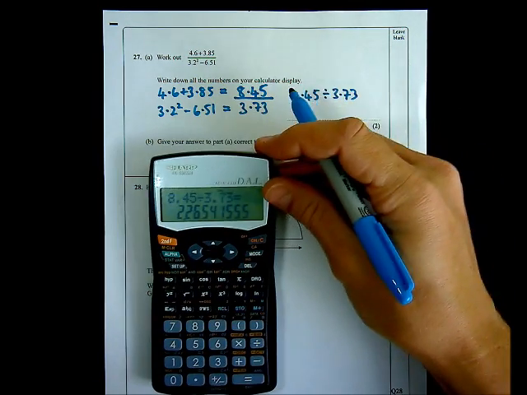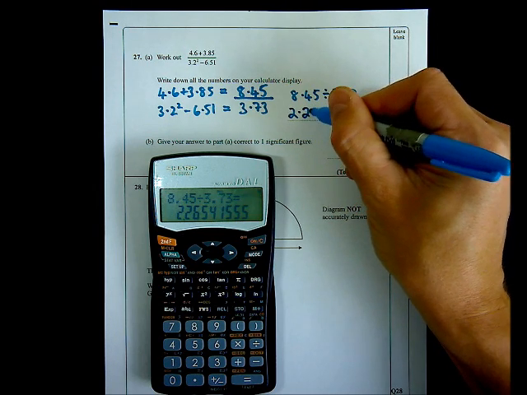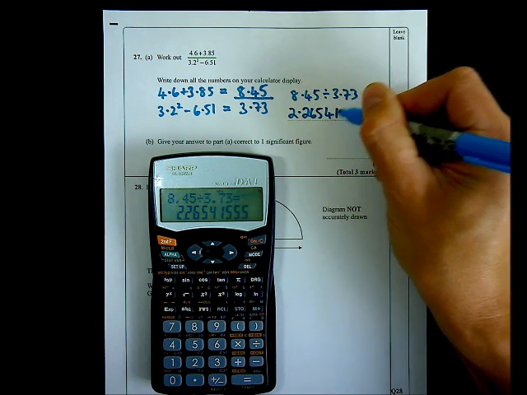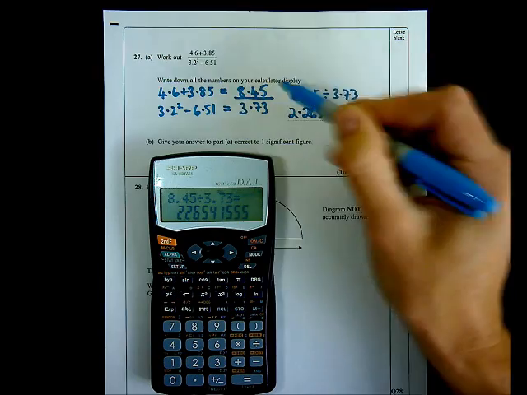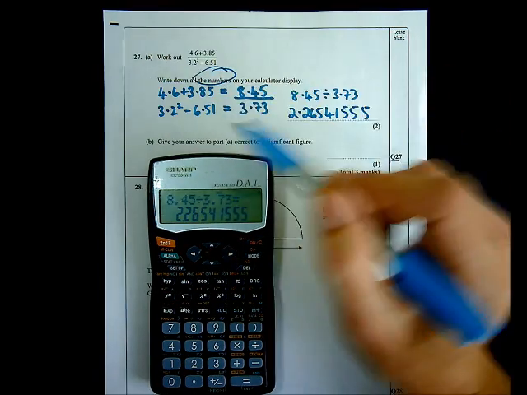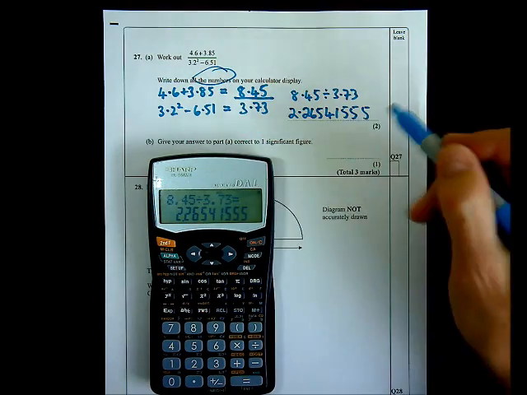Which gives me an answer of 2.2654155, and it does ask me to write down all the numbers on my calculator display. Now that's the first way of doing it.